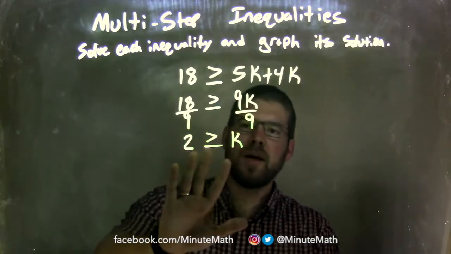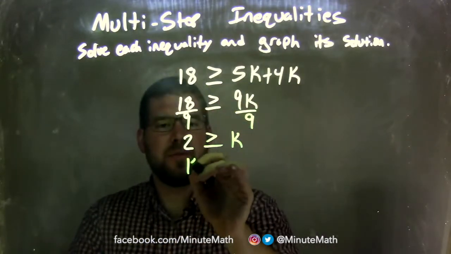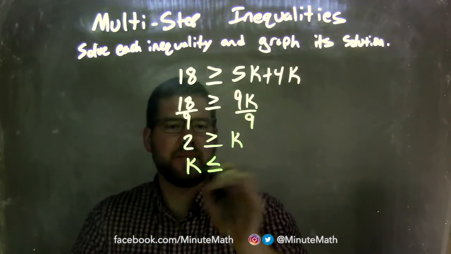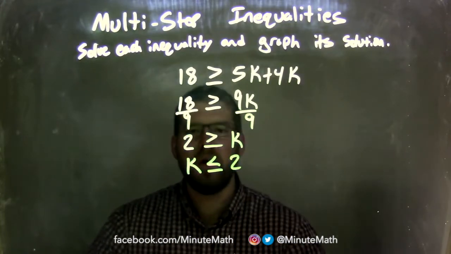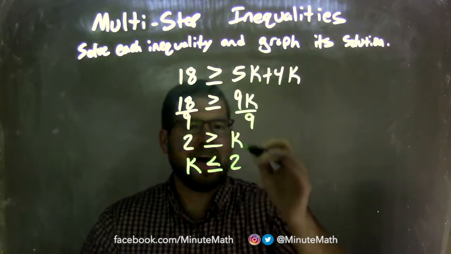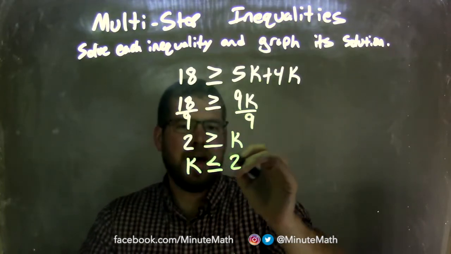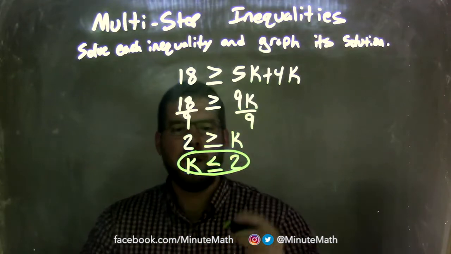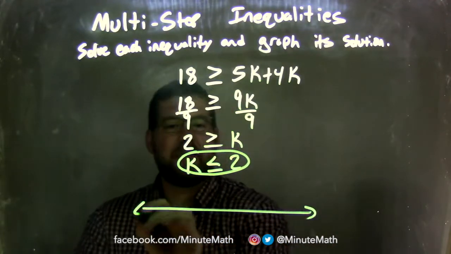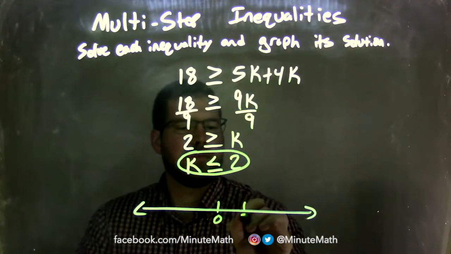Now, I'm going to rewrite this so I have k come first. And in doing so, I need to flip my inequality from a greater than or equal to sign to a less than or equal to sign, and then a 2 on the right. So 2 being greater than or equal to k is the same thing as k is less than or equal to 2. Okay? So now let's go graph this. Let's go by 2's.